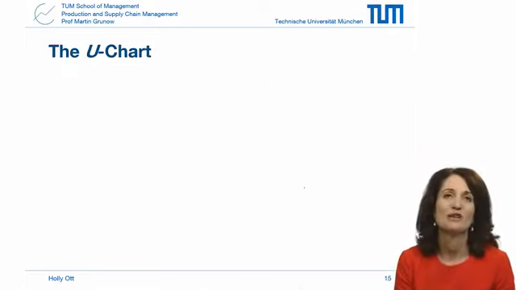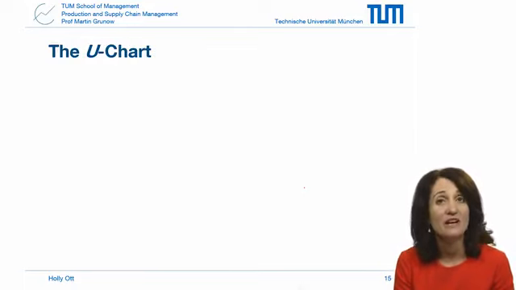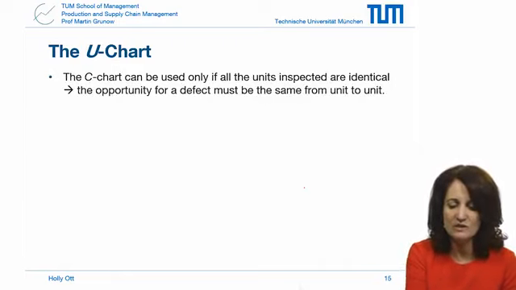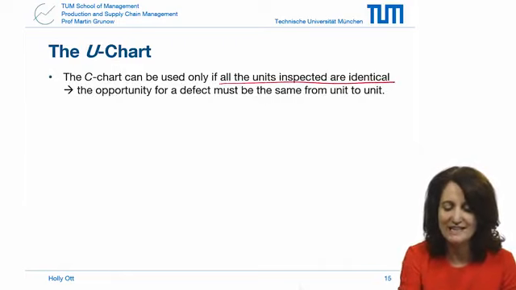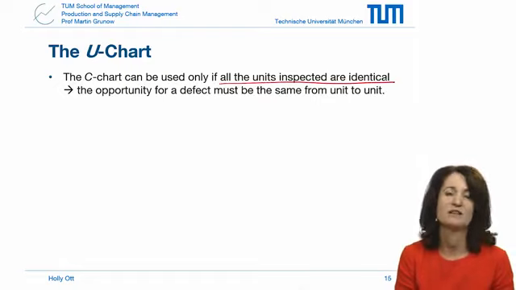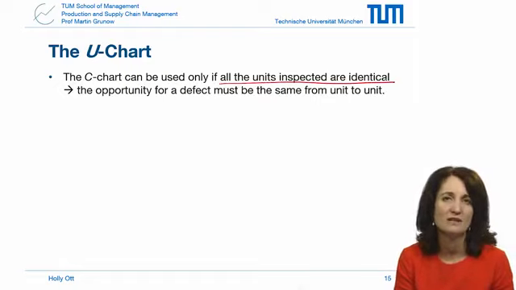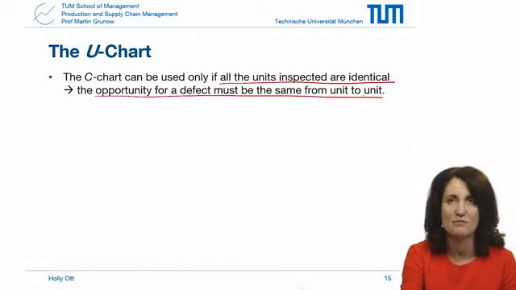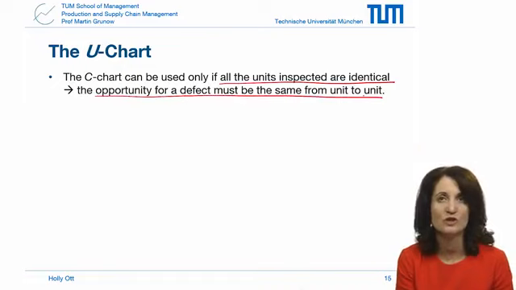Our last chart that we want to look at is the U chart. The U chart is a variation of the C chart, where you remember we were counting the number of defects on units as they came through an inspection station. Now, the C chart, and this is important, can only be used if all the units are identical. Here we talk again about the idea of opportunity for defects. The opportunity for a defect must be the same from unit to unit in order to use our C chart.